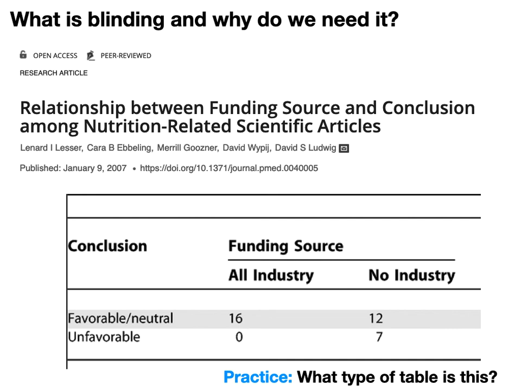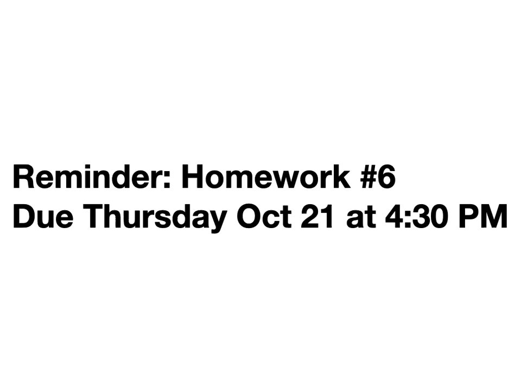The studies that were not funded by industry had a closer to even split, where 12 out of 19 of them came to favorable conclusions, 7 out of 19 came to unfavorable. So that's evidence that the funding sources that are supporting a study have a relationship with the conclusion of that study. And so that's just more indication that we need blinding. We need to seek out ways to reduce experimenter bias. As one final bit of practice, you should be able to say what type of table this is.